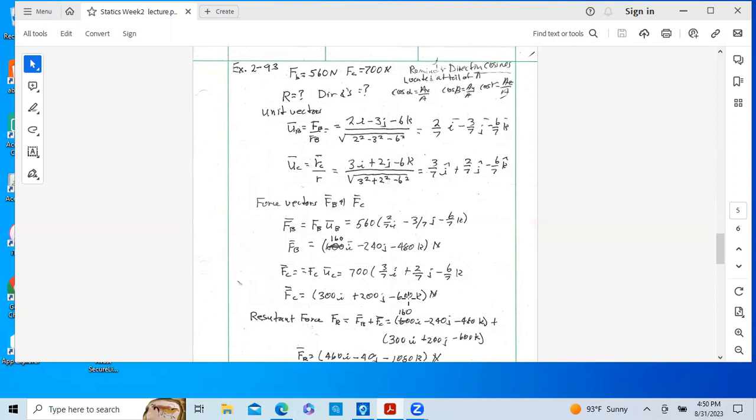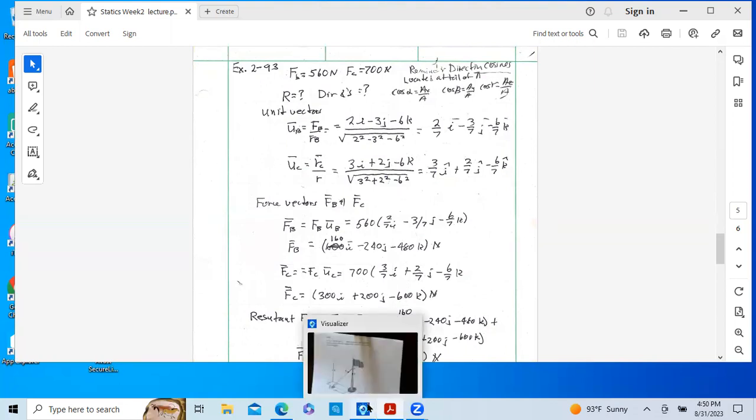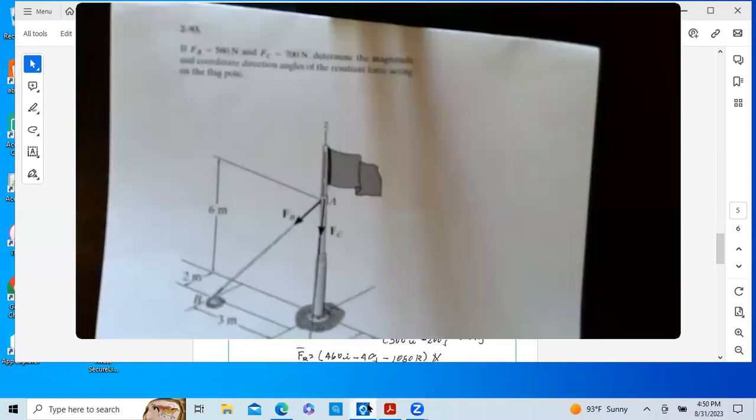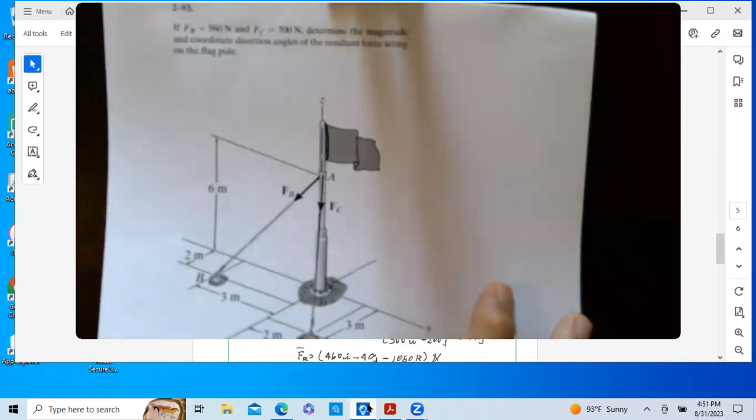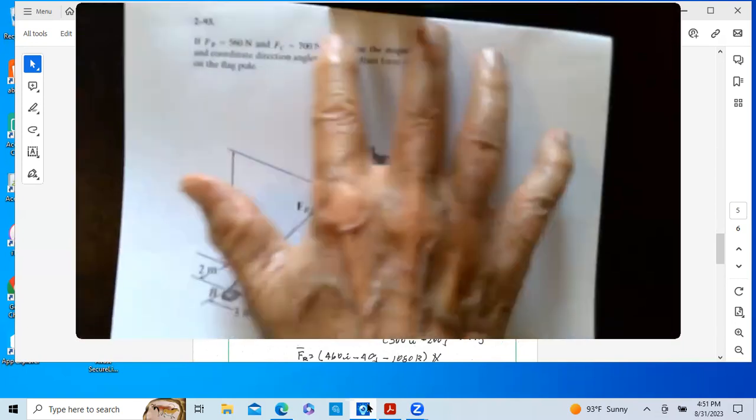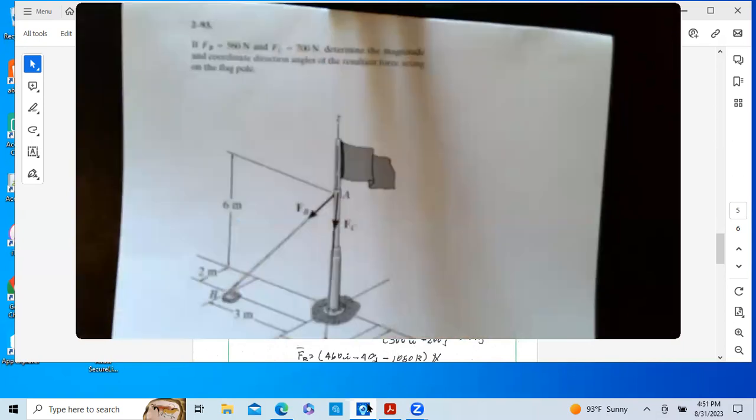Okay. This is example problem 2-93. And let me show that to you. If I can get this to work. This is the problem in your textbook. It's 2-93. See if I can get this set up decently.